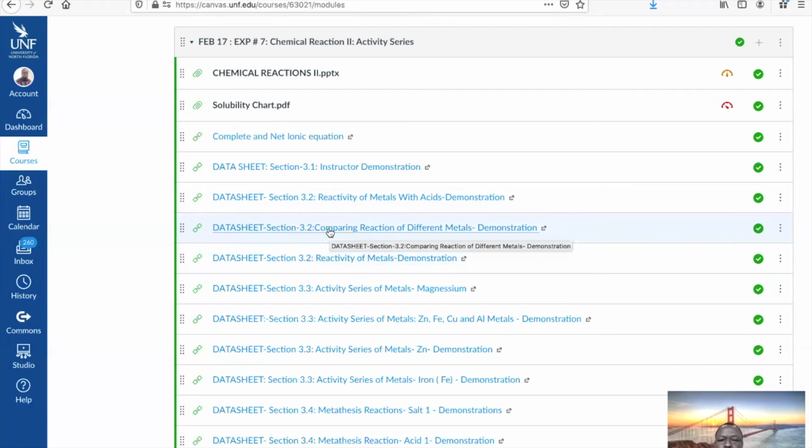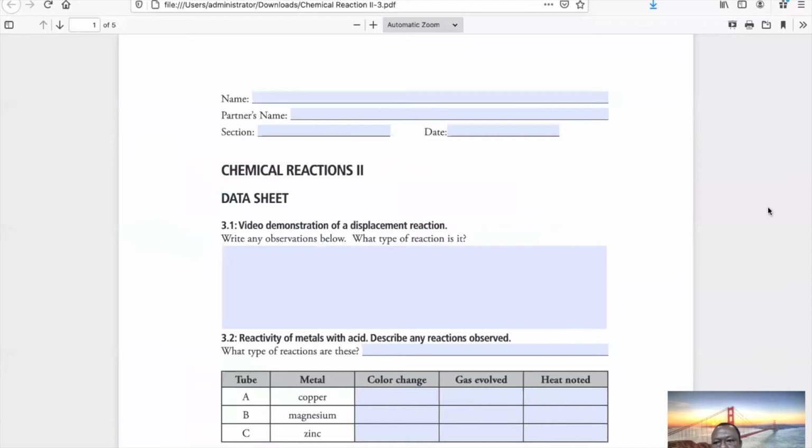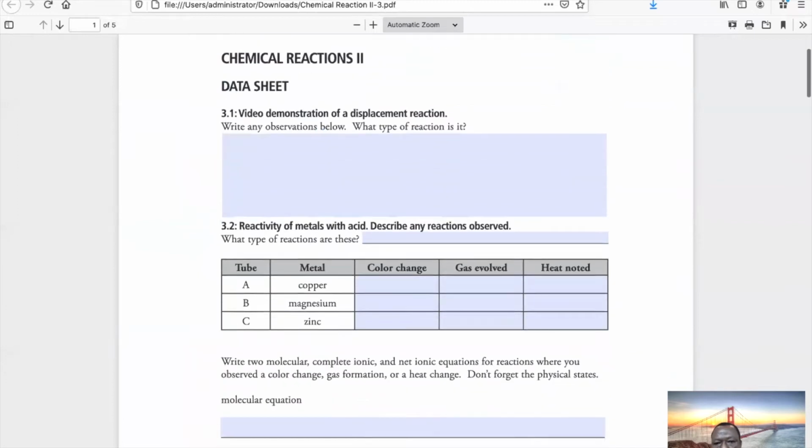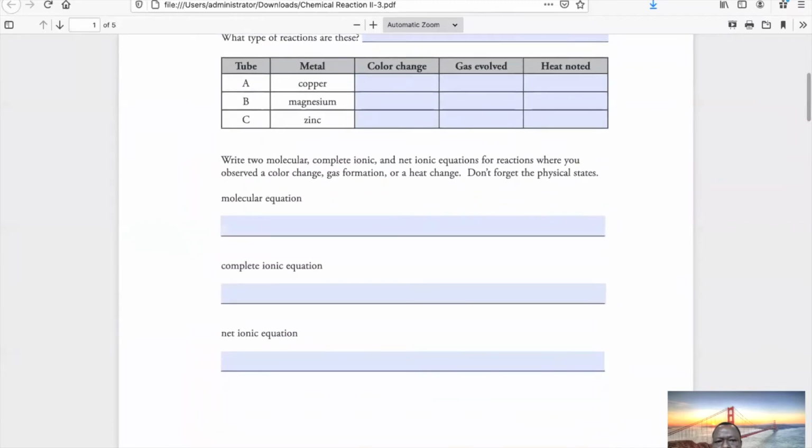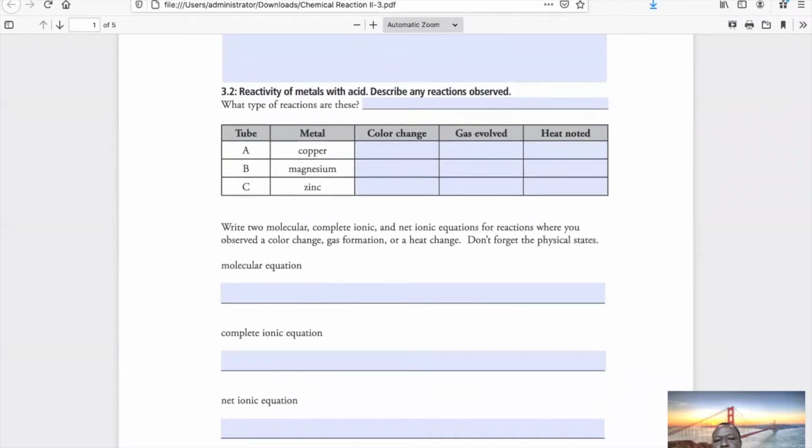Let's see, activity series. Before we look at section 3.3, how to fill in section 3.3, you need to understand the activity series. Activity series is a list of few selected elements on the periodic table, not all the elements on the periodic table, few selected metals, and hydrogen is included, ranked from the most active to the least active.